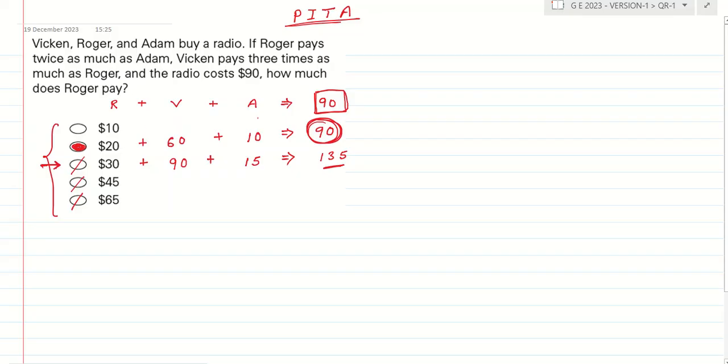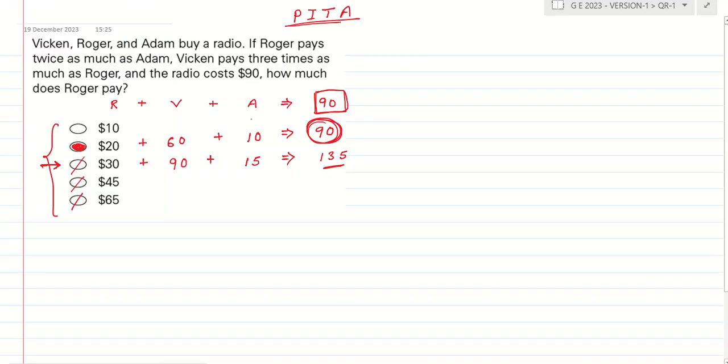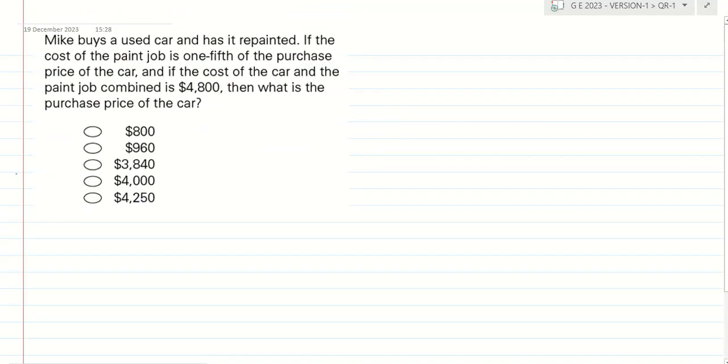If you want to go for 10, let's check 10, but that is not my answer, just for your confirmation. What about Adam then? 5. What about Weekend? 30. Adding together, will I get 90? I'll get 45, not my answer. Remember my target here is 90. I got my target only in option B, and that is my answer. Yes, sir. That is the meaning of PITA. Okay, shall we go for the next one? Yes, sir. Let's go for this question.